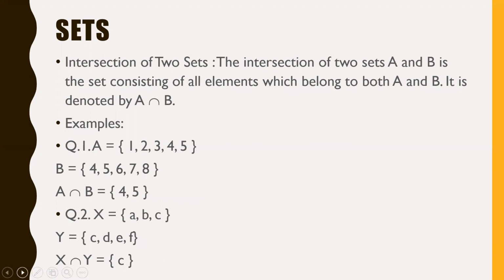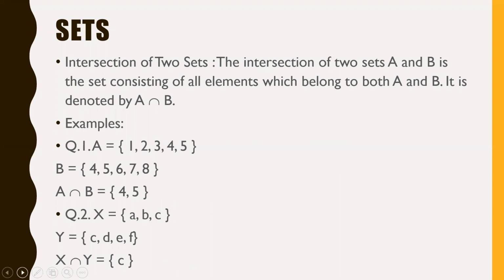Number 2, intersection of two sets. The intersection of two sets A and B is the set consisting of all elements which belong to both A and B. It is denoted by the intersection symbol given there between A and B.